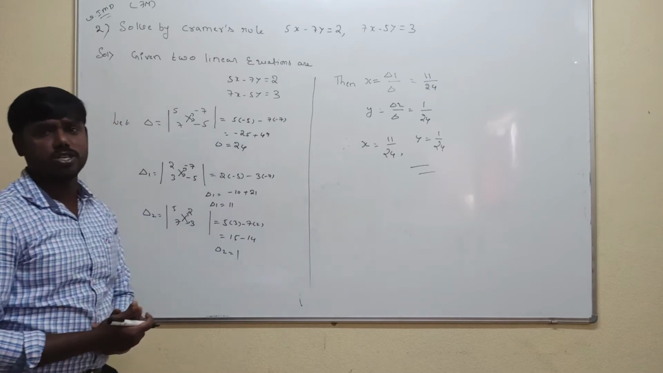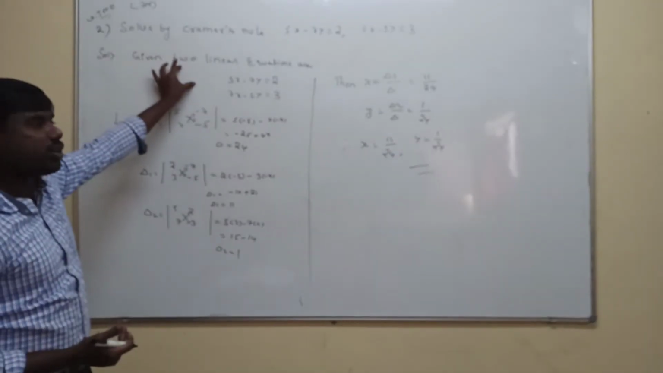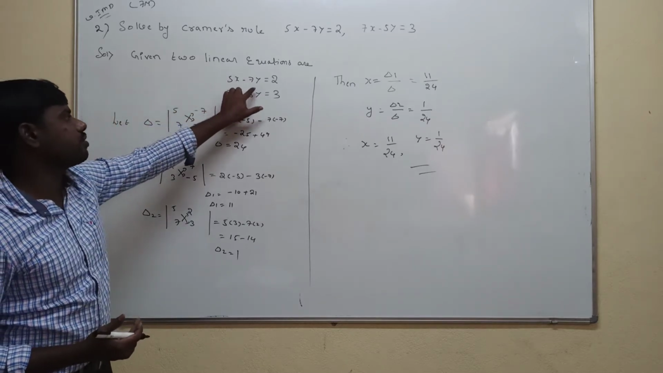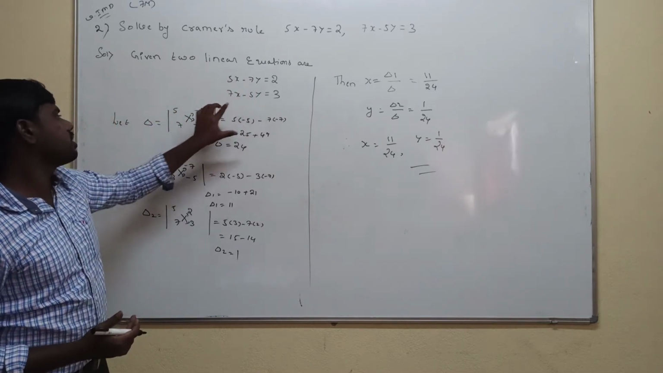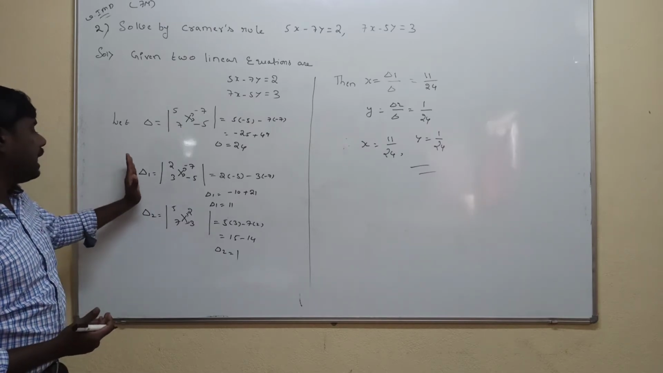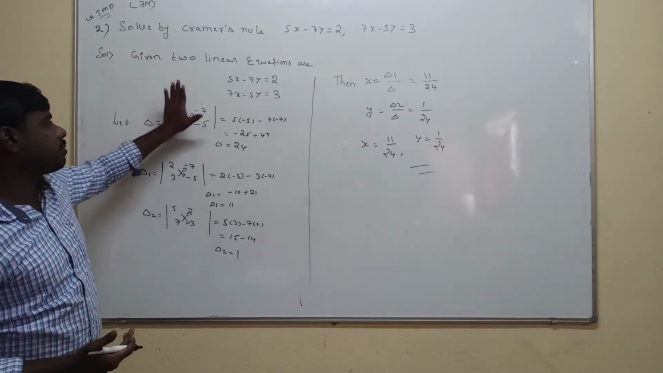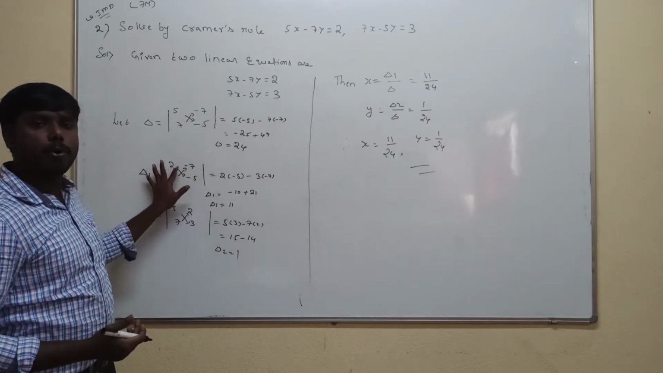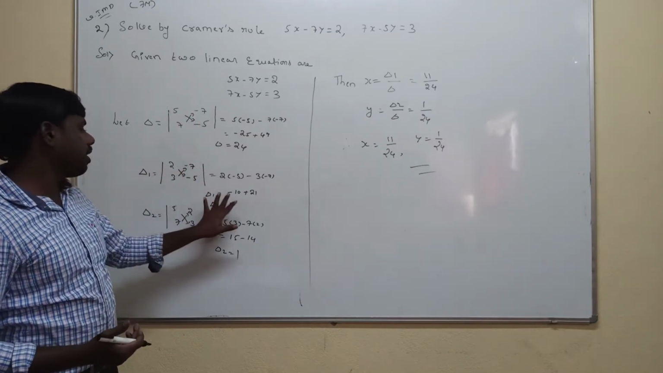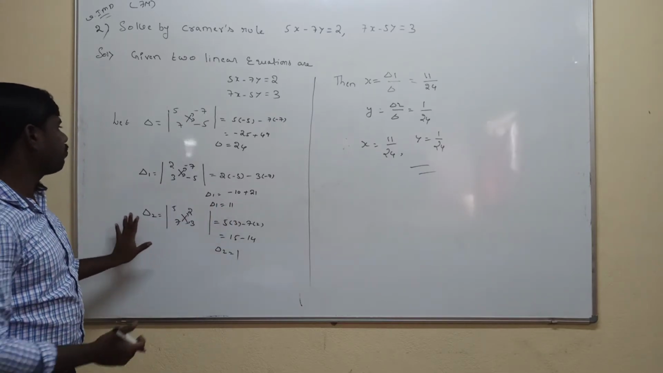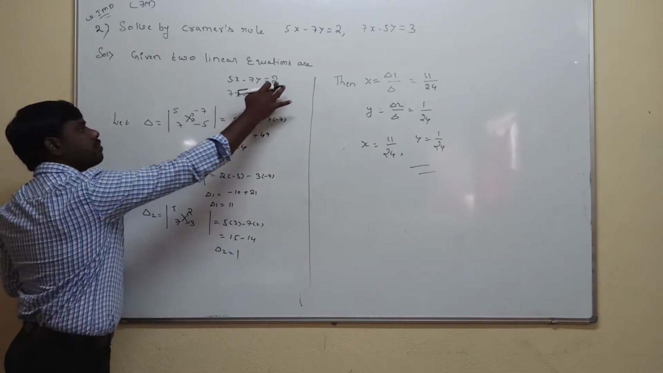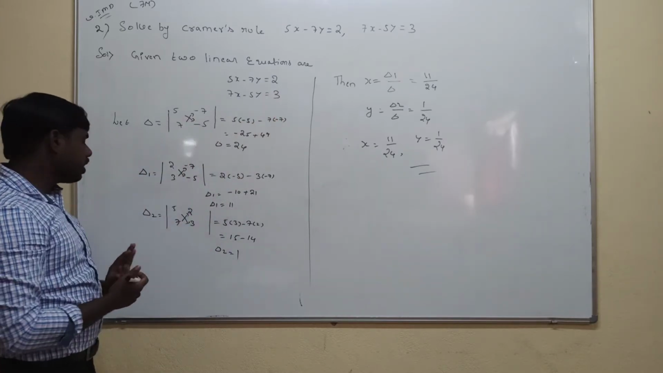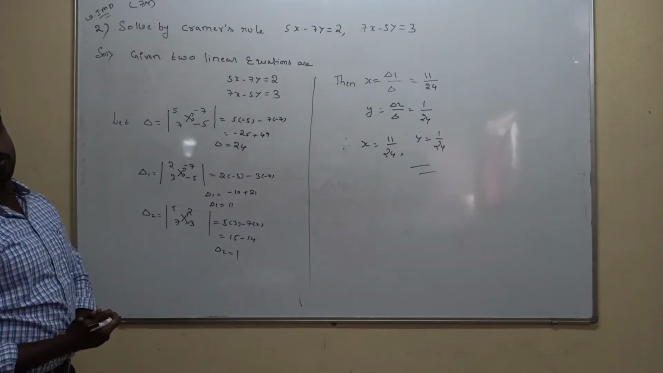This is the procedure. First, take the given linear equations. Delta value we take from the x y coefficient values in the given equations, 5, minus 7, 7, minus 5. That is the delta value. Delta 1 from delta, first column replaced by C1 C2 values, 2 3. Second column written as it is. Applying cross multiplication, we get the delta 1 value. Delta 2 from delta, second column replaced by constant values 2 3. First column written as it is, applying cross multiplication, delta 2 value is 1.